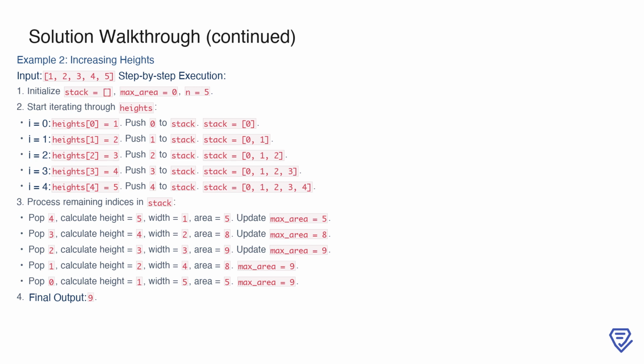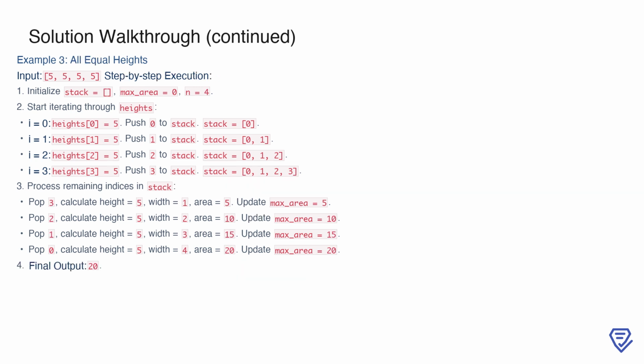This example demonstrates that when heights are in increasing order, all calculations are deferred until the end, and the maximum area typically comes from a wider rectangle formed using earlier heights. Finally, we examine a case where all heights are equal, with the input 5, 5, 5, 5.